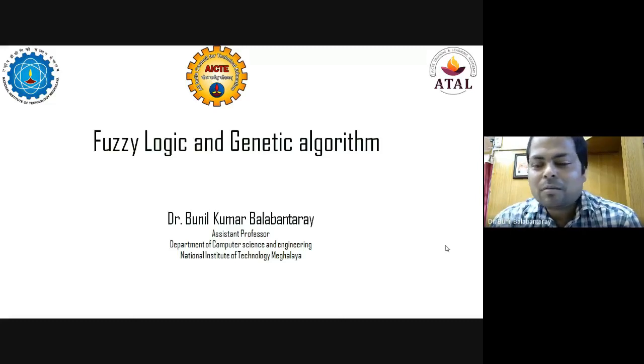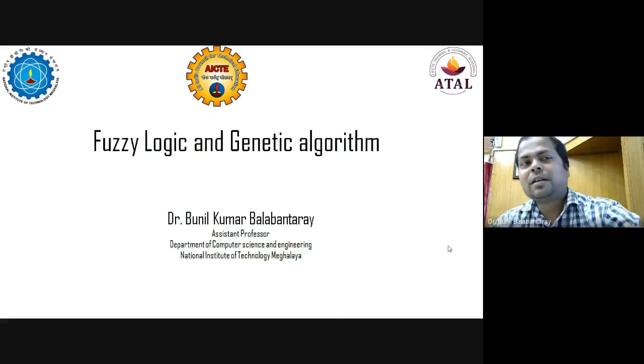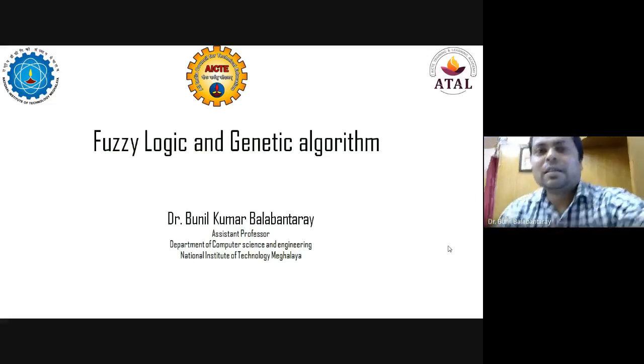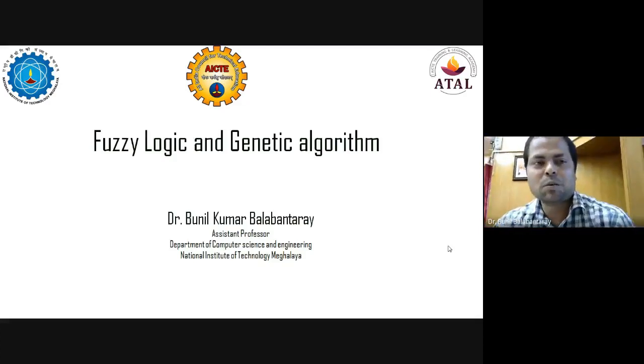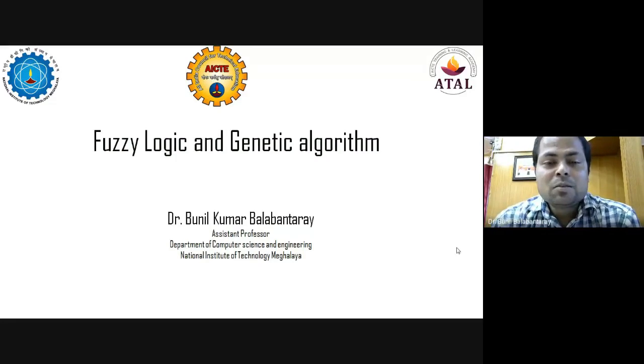I'm also involved in the robotics center which is running at NIT Meghalaya. Along with that, there is a robotics club. We also take care of certain training programs for different sections of society. Recently, we concluded one training program for school children of the state of Meghalaya, supported by the state government of Meghalaya. So with this, I'll start my presentation.